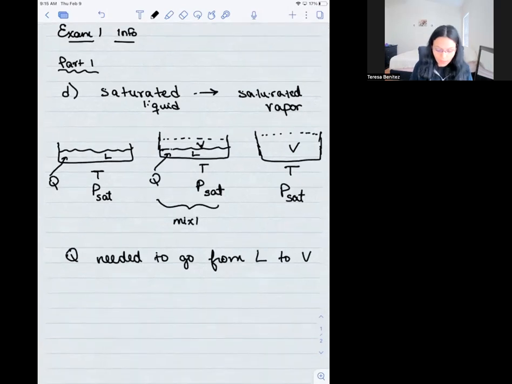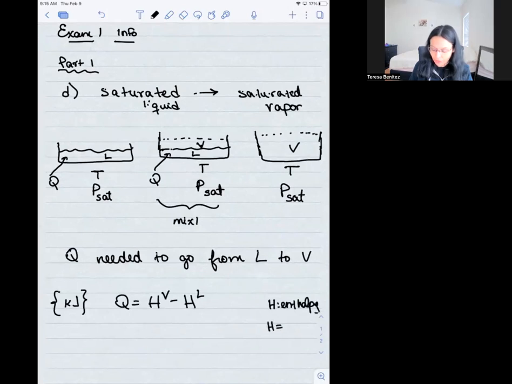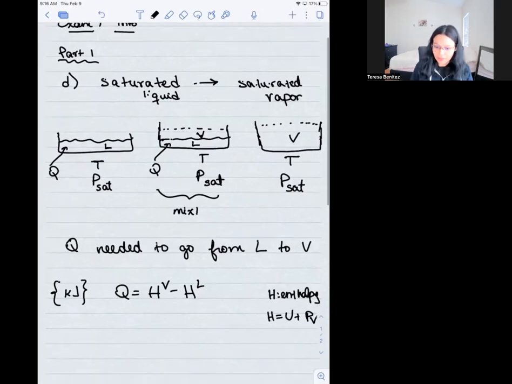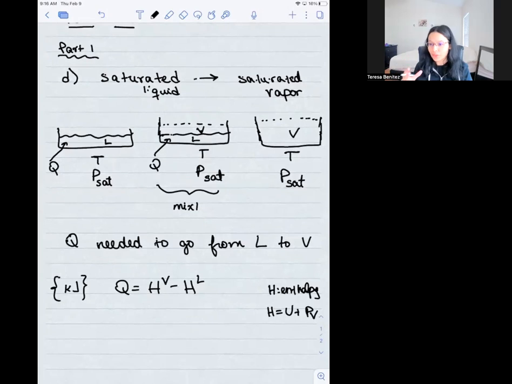If I have that in kilojoules, that is delta H. Just using the notation that you have in your textbook, that'll be delta H, where H is enthalpy. This is a review, I guess, and H is the internal energy plus P times V, pressure times volume. So in this process of evaporation, I have the internal energy increasing, the pressure staying constant, and the volume increasing. So we can use the first law from your Thermal 1, and you can get to this equation.